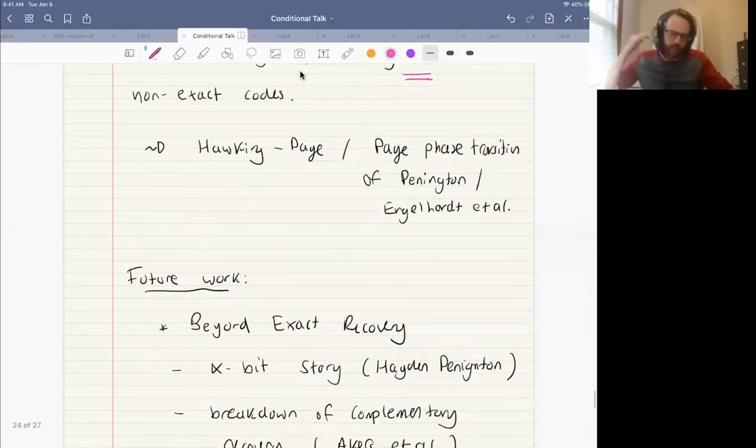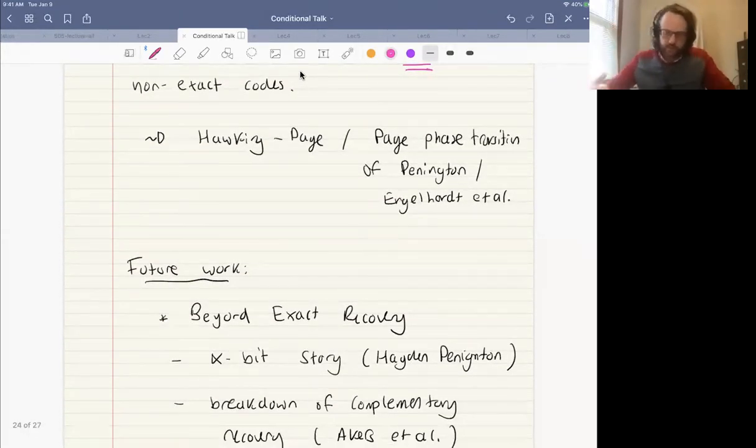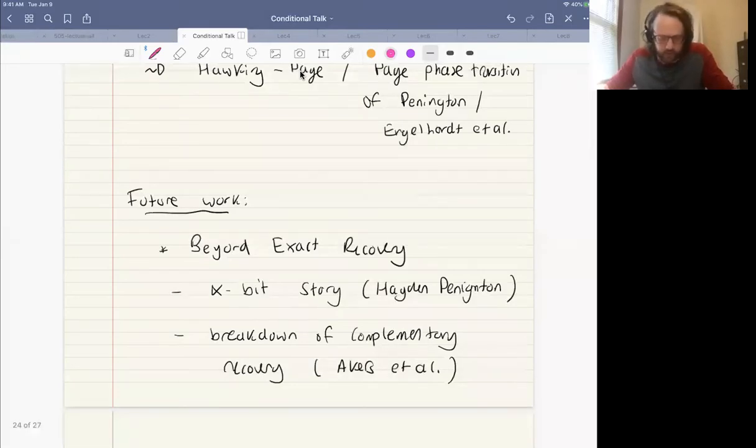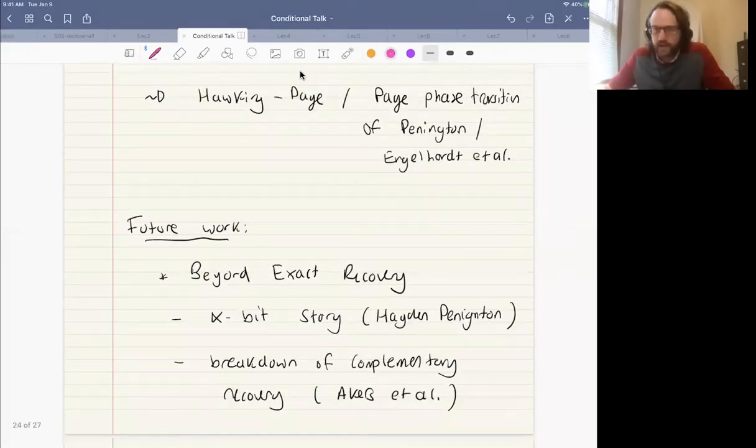Okay, so let me finish, and then I'll ask for questions. The only comment I have to finish is that future work requires understanding beyond exact recovery. There's a whole bunch of interesting things that happen. There's the Hayden-Penington story. There's also an interesting story about the breakdown of complementary recovery, in a very recent paper. So let me finish there. Questions?